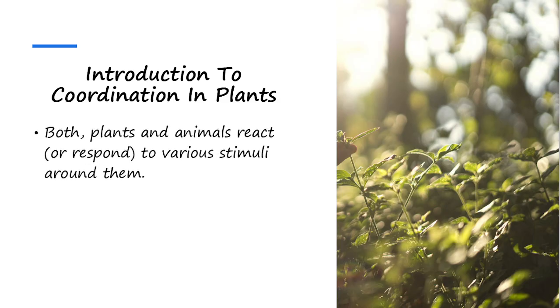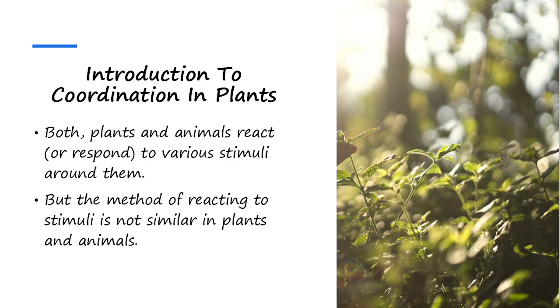Both plants and animals react, or simply respond, to various stimuli around them. These various stimuli are just various physical conditions that both plants and animals can detect, for example, light and water. So these are just examples of the stimuli that both plants and animals can react to.